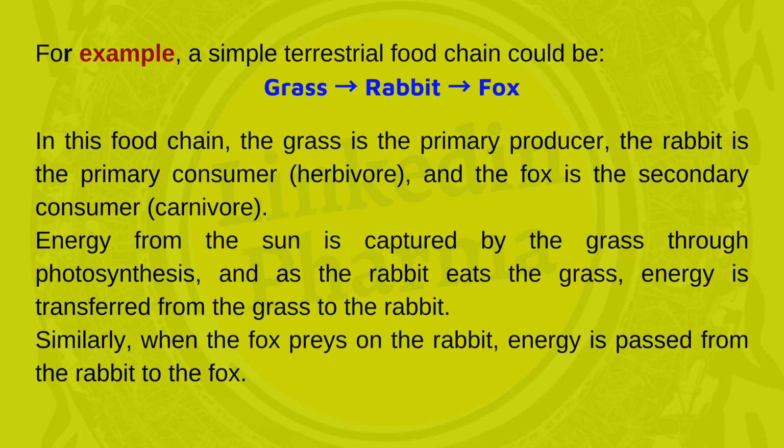For example, a simple terrestrial food chain could be grass, rabbit, fox. In this food chain, the grass is the primary producer, the rabbit is the primary consumer, herbivore, and the fox is the secondary consumer, carnivore. Energy from the sun is captured by the grass through photosynthesis, and as the rabbit eats the grass, energy is transferred from the grass to the rabbit. Similarly, when the fox preys on the rabbit, energy is passed from the rabbit to the fox.